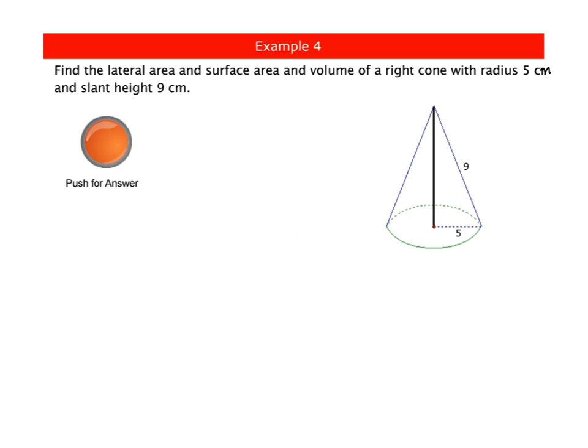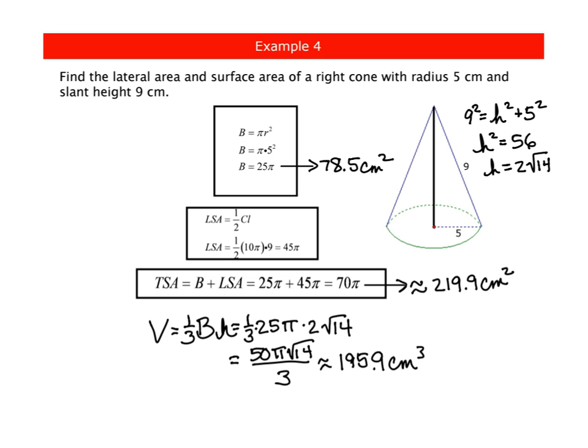So in this example, I want you to find the lateral area and the surface area and the volume of this right cone with a radius of 5 centimeters and a slant height of 9 centimeters. Press pause on your video. When you're ready for the answer, press play again.